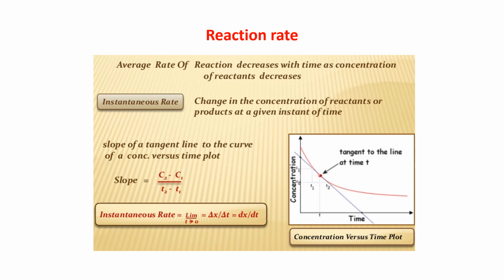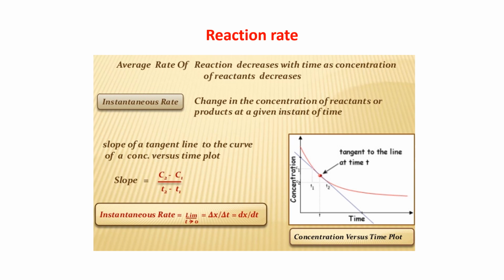Now instantaneous rate. How to find out the instantaneous rate? That means the rate of a reaction at a particular instant of time. Change in the concentration of the reactants or products at a given instant of time is known as instantaneous rate, that I already told you. How to find out the rate at a particular given instant of time?